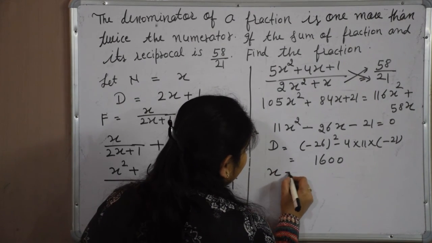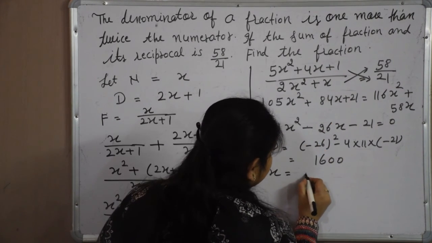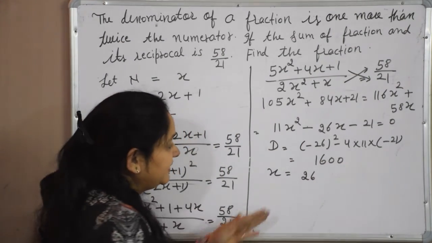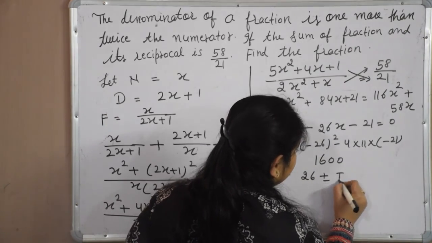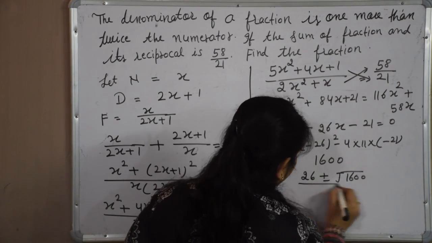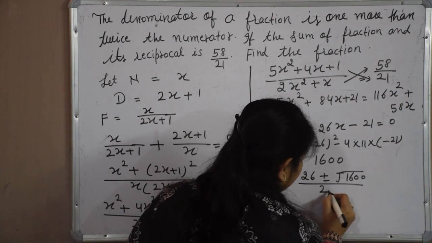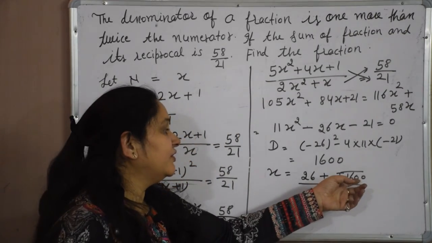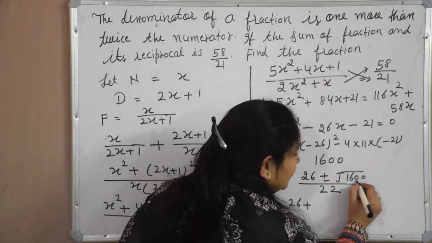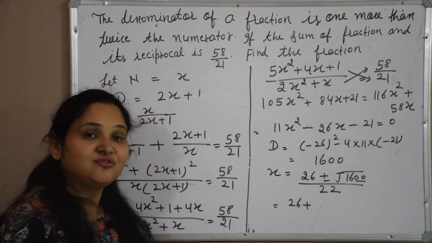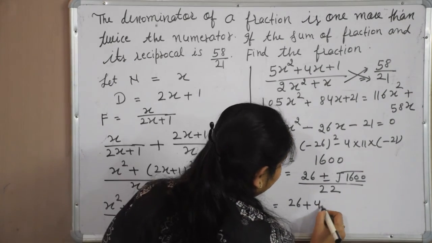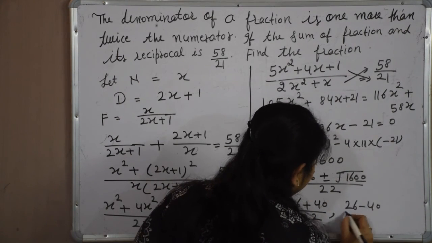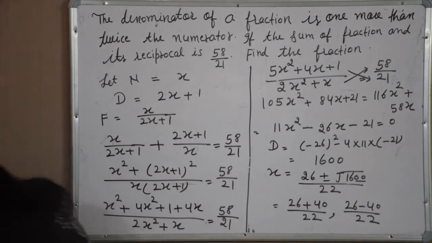Now our quadratic formula is x equals minus b, that is 26, because b is equal to minus 26. Whenever you take minus b, it will become 26, plus minus under root of D, divided by 2a, and a is 11 here, so it will become 22. And here it is very easy to find the under root of 1600. This pair will give us 10 and this 16 will give us 4, so we are getting 40. So 26 plus 40 and 26 minus 40, divided by 22.